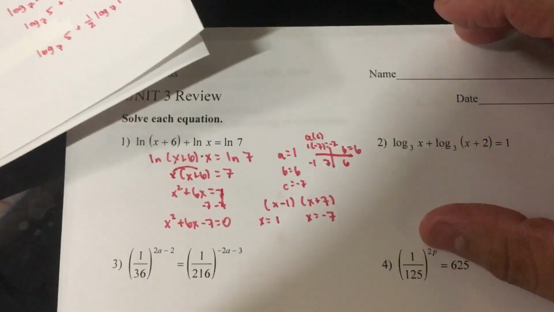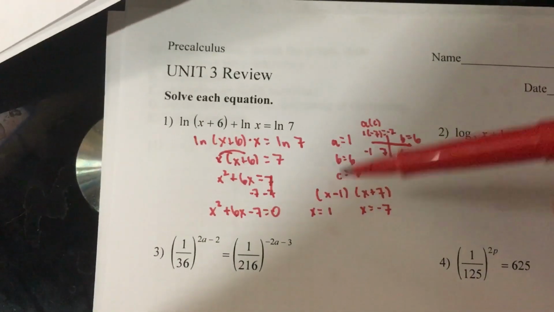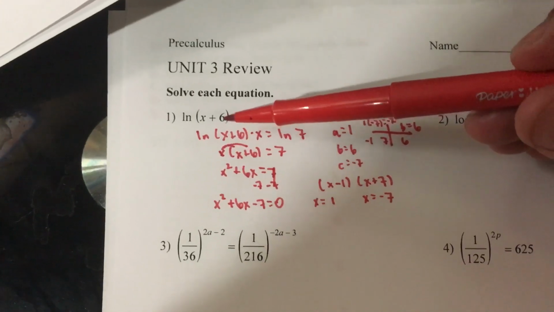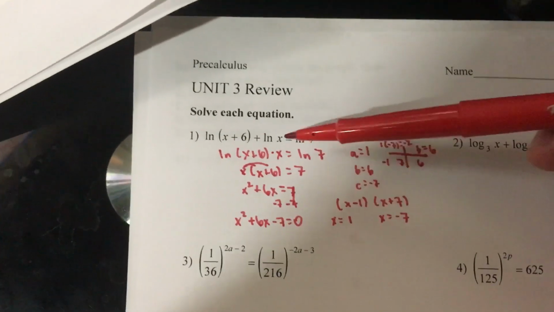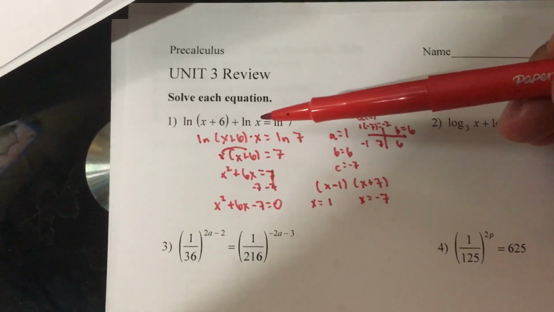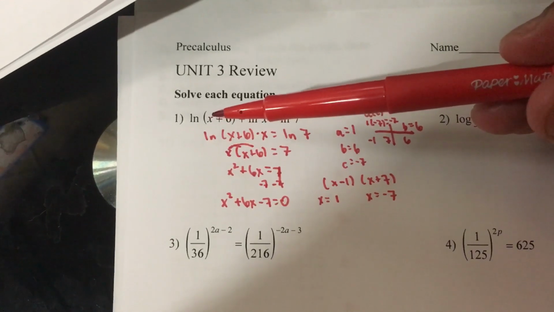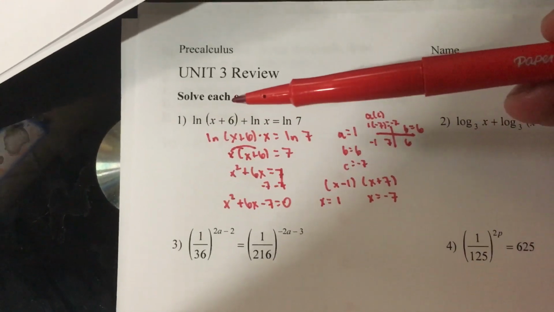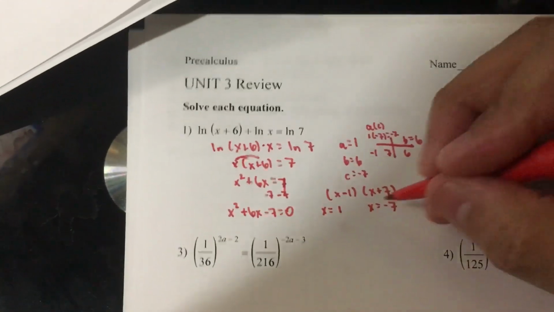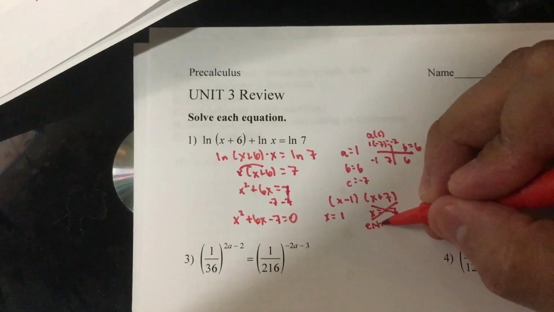Okay, and excuse me. Remember, I do need to plug these in. So when I plug a 1 in here, 1 plus 6 is 7. So I'm okay. And when I plug in an ln right here, again, this is just ln of 1, which is a positive number. I'm okay. When I plug in a negative 7, though, if I plug in negative 7 for x here, negative 7 plus 6 is negative 1. I can't have a negative inside the log, so this is an extraneous solution.